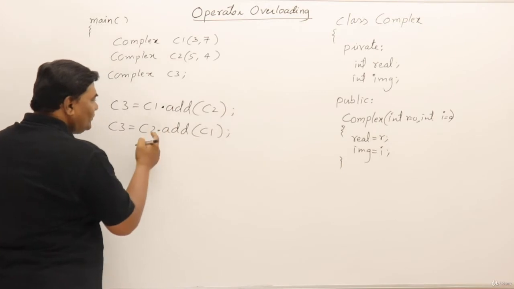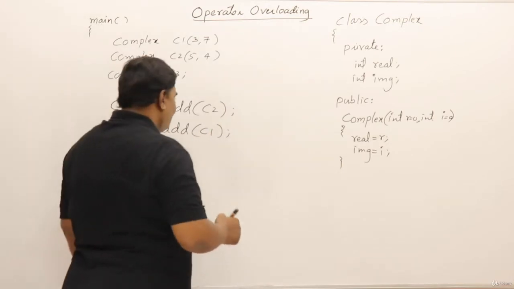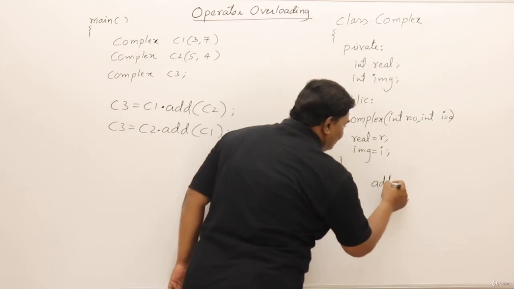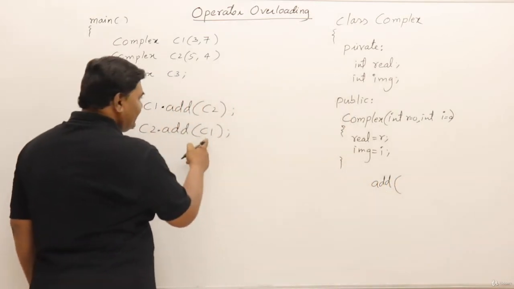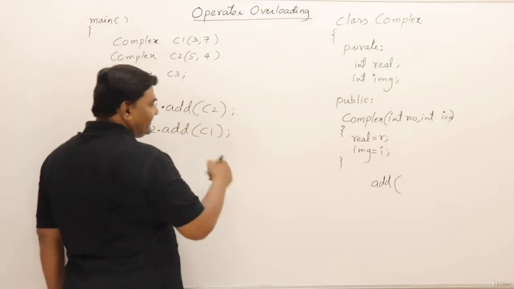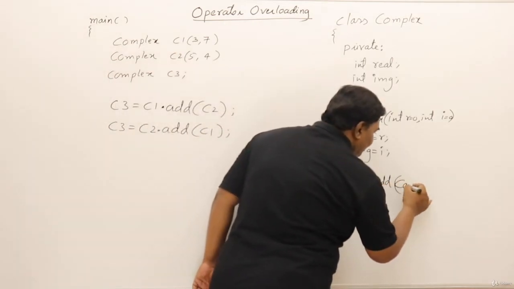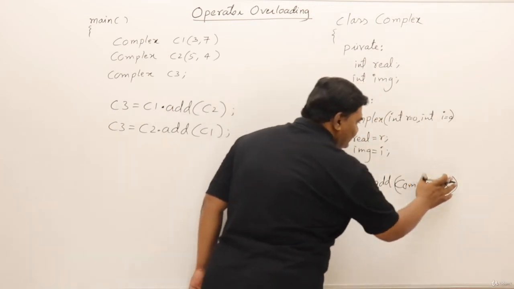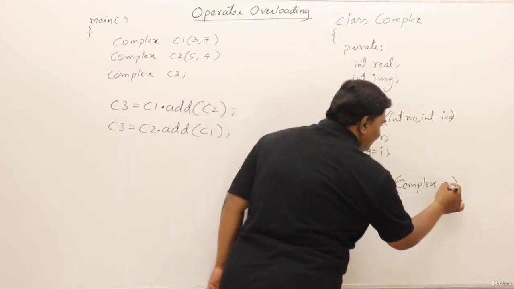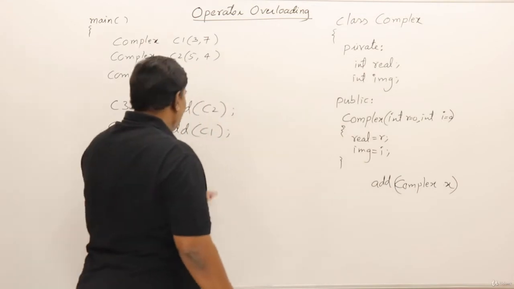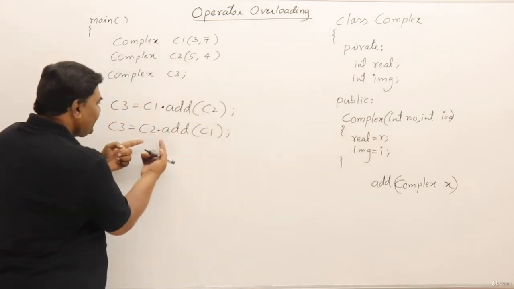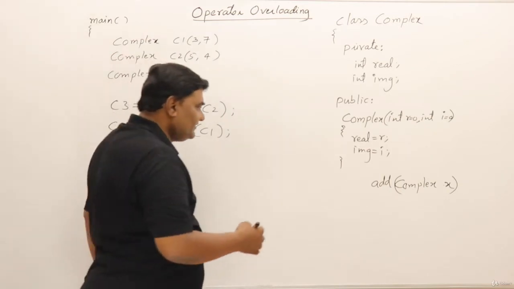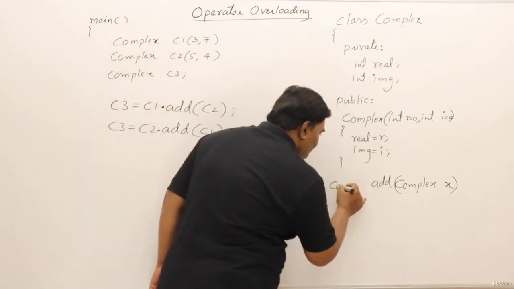So I will show you how to write this function. Here I will write the function name, which is add. Then what is the parameter it is taking? C1 or C2, anyone. So it's a complex number. So complex C, or let us call it X, a different name. Then after adding, what should it do? It should return a result that is a complex number. Next complex number. So the return type is also complex.